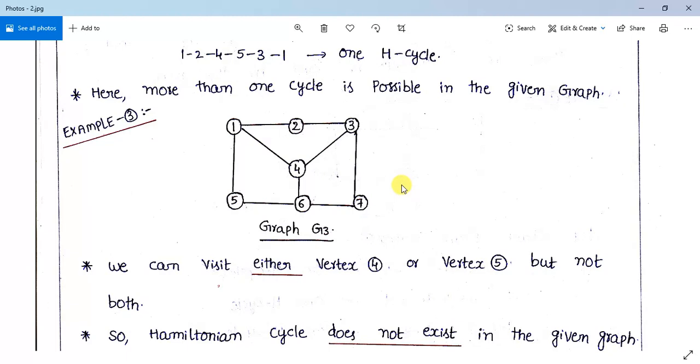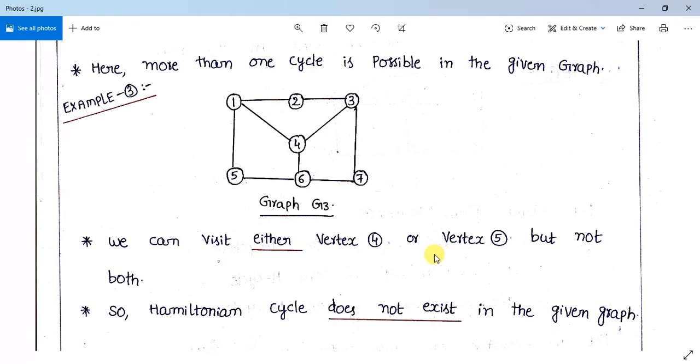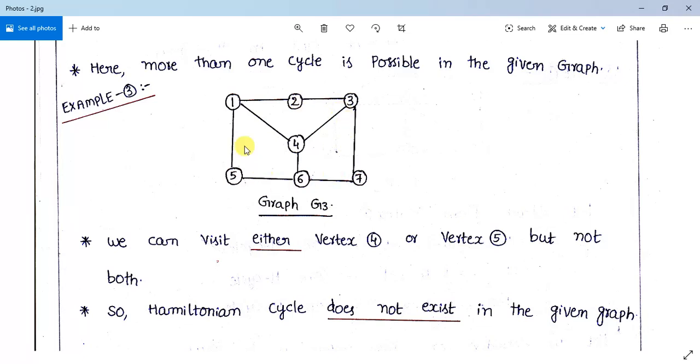Okay, next let us consider a third example. This is the graph you are given, with vertices 1, 2, 3 like that. All the vertices are present. This is a connected graph. All the vertices are connected. So let us check whether any Hamiltonian cycle is possible or not in this graph. 1 to 2, 2 to 3, next 3 to 7, 7 to 6, and if I go like this, 6 to 4 and 4 to 1, I am going to miss the fifth vertex. Suppose I go 6 to 5 and 5 to 1, I am going to miss the fourth vertex.